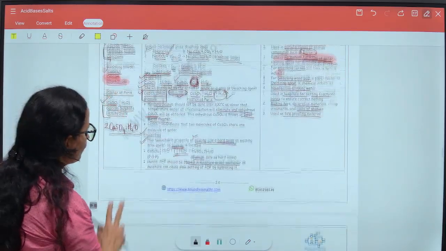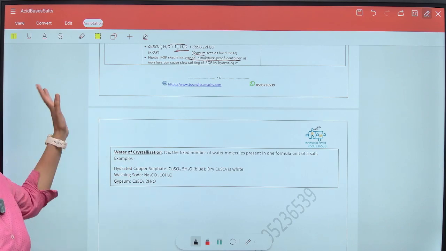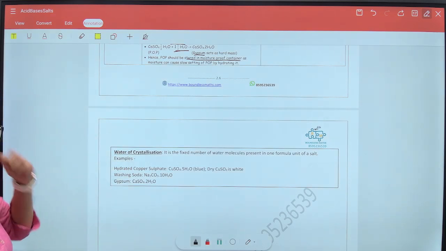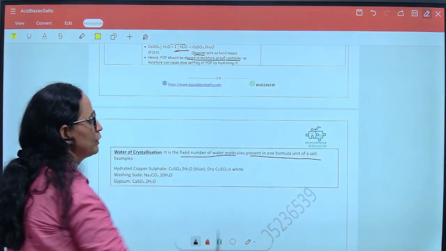Now the last topic of salts is water of crystallization. What is water of crystallization? We have already seen water of crystallization in some compounds. So it is the fixed number of water molecules present in one formula unit of a salt.